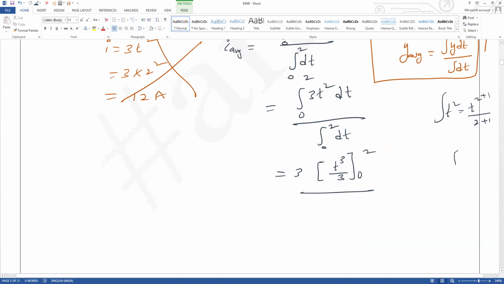Divided by integration of dt. These are all small things you should say fast. Integration of dt is what? T, from 0 to 2. Is it right, guys? So we can cancel this 3 outside, 2 cube. So 2 cube divided by 2 minus 0, which is 2. Which is equal to 8 by 2.